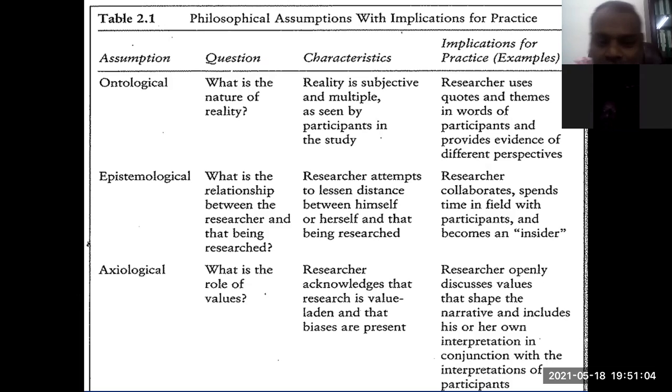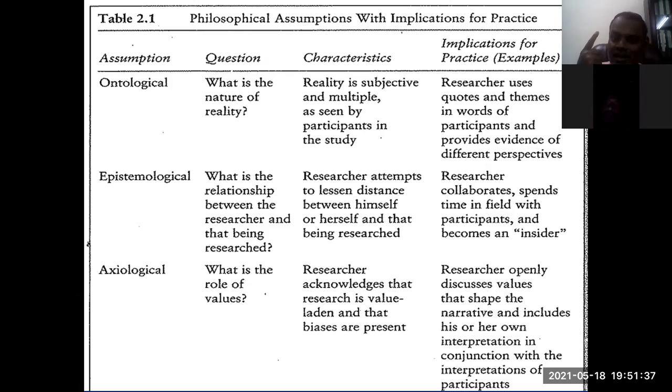Then axiology. What is the role of values? So the researcher acknowledges that research is value laden, that bias is present. You need to accept the research is biased, because it is a value statement. Value means sometimes it is right, sometimes it may be wrong. So your values differ from others' values. You need to accept all values are not the same. Values differ.